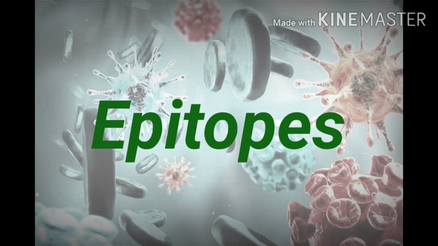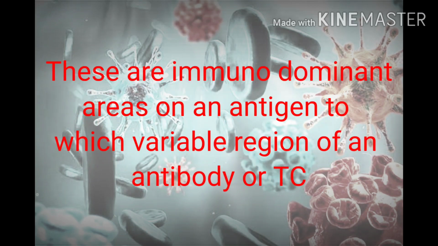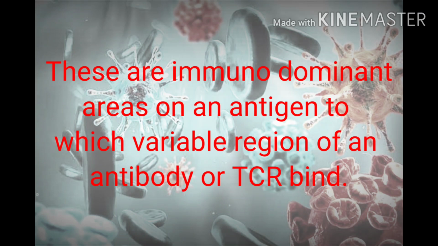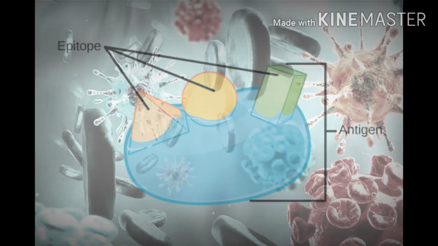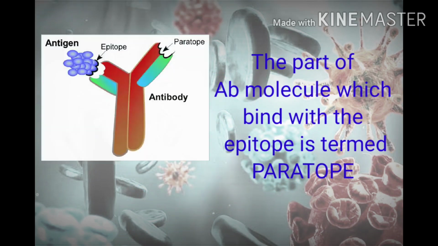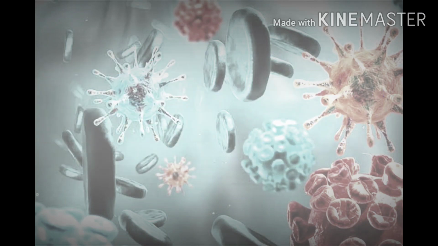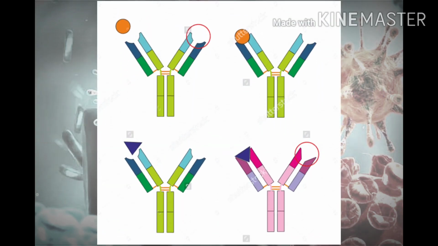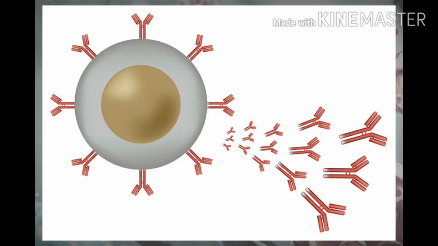Epitopes. Epitopes are the immunodominant areas on an antigen to which the variable region of an antibody or TCR binds. There are multiple epitopes present on an antigen. The part of the antibody molecule which binds with the epitope is termed the paratope. The variable region of an antibody is specific to an epitope. Similarly, all antibodies produced by a single B cell are targeted to a particular epitope.